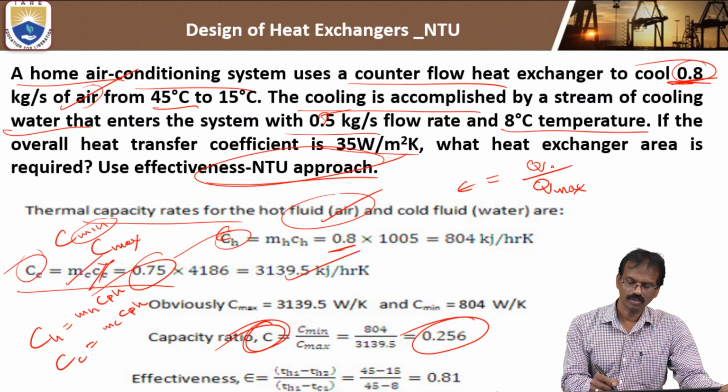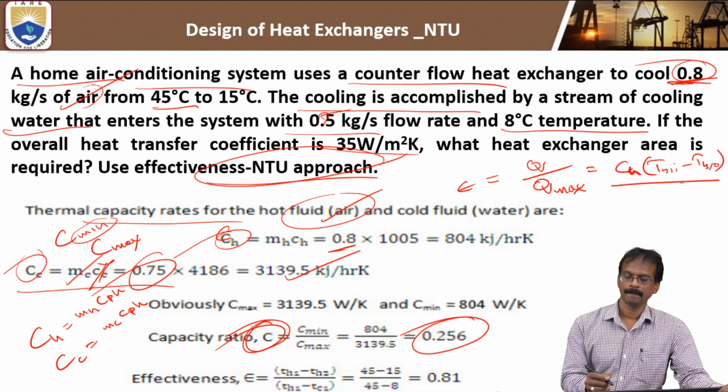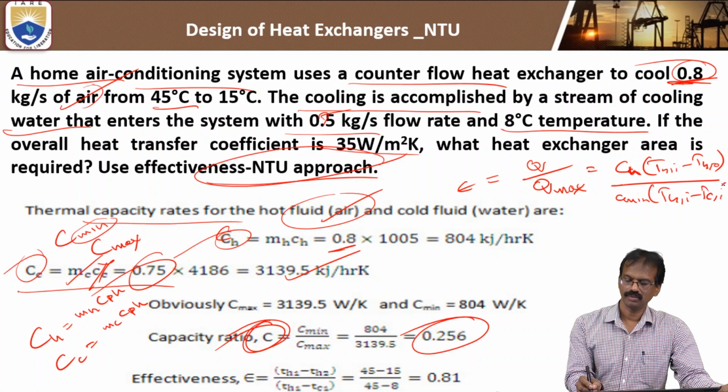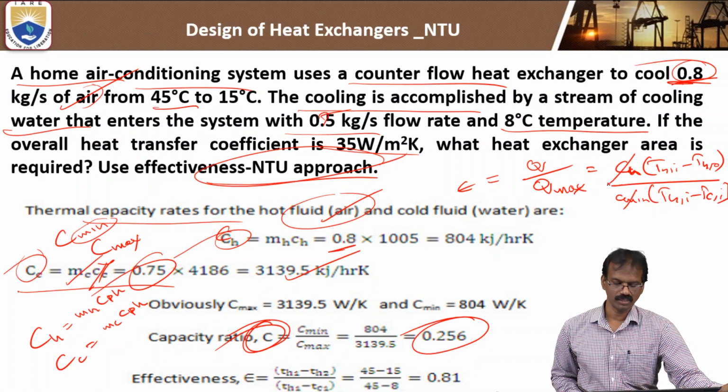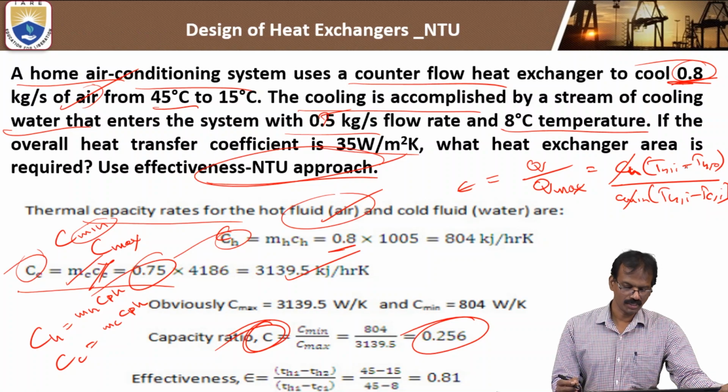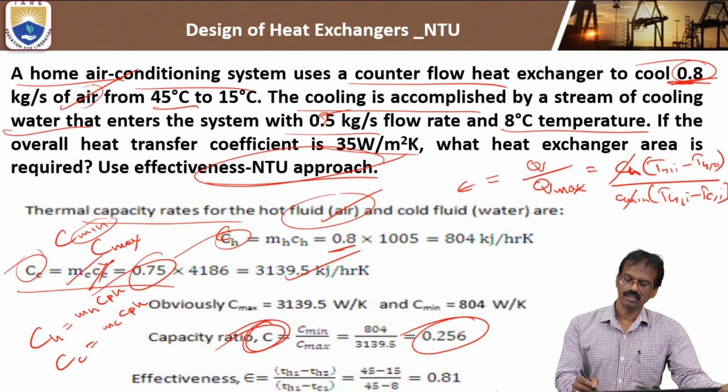Okay, so based upon the C minimum, CH into hot fluid inlet minus hot fluid outlet by Q max means C minimum into inlet temperature THI minus TCI. Okay. So C minimum, CH both are same. You can cancel this one. So THI minus THO by THI minus TCI. So by using this formula, you can find out the effectiveness.